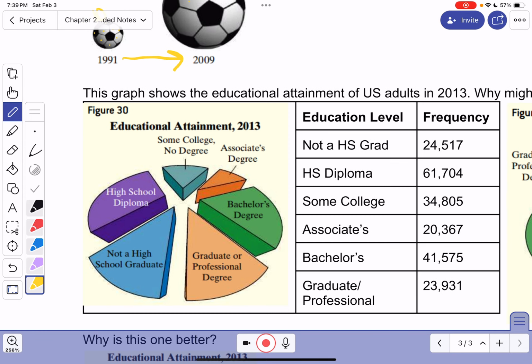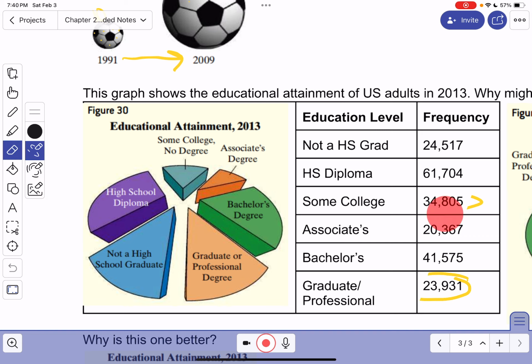So this graph right here shows the educational attainment of U.S. adults in 2013 with the table right next to it. So on this table, high school diploma is the biggest. But on this chart, that is not the biggest looking chunk. It also shows our graduate professional degree is 20,000 versus some college is 34,000. Compare those two. The size doesn't match at all. They look smaller than the ones they shouldn't look smaller than.